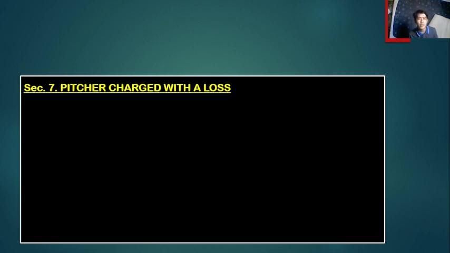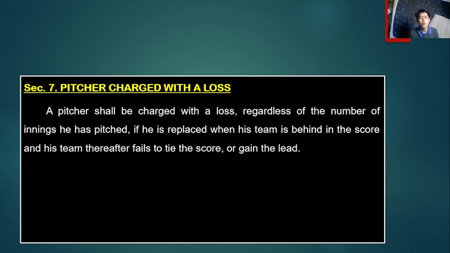For section 7, the pitcher charged with a loss. Here a pitcher is blamed for the defeat, regardless of the number of innings he has pitched, if he is replaced when his team is behind in the score and his team thereafter fails to tie the score or gain the lead.